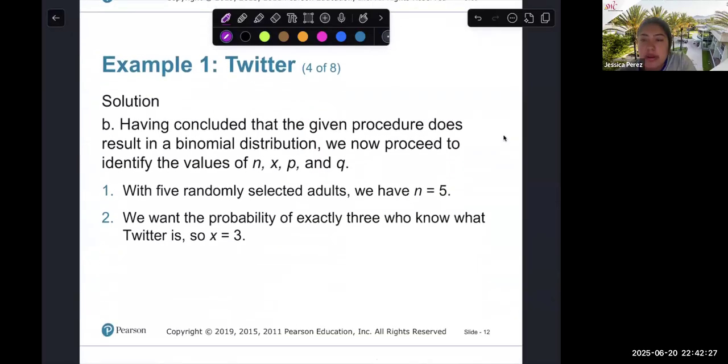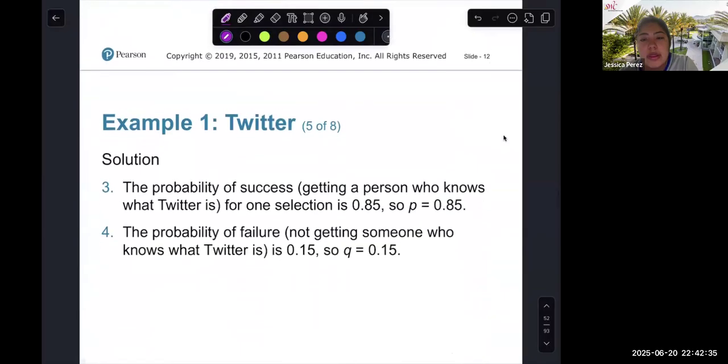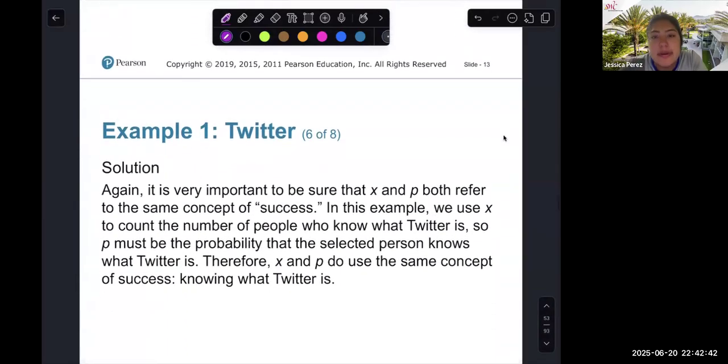N is 5 out of the total number of adults. We want exactly 3, so X will be 3. There is P and there is Q. Again, it is very important to be sure that X and P both refer to the same concept of successes. In this example, X will be the people that know Twitter, so P must be the probability that somebody knows what Twitter is. Therefore, X and P do use the same concept of success: knowing what Twitter is.